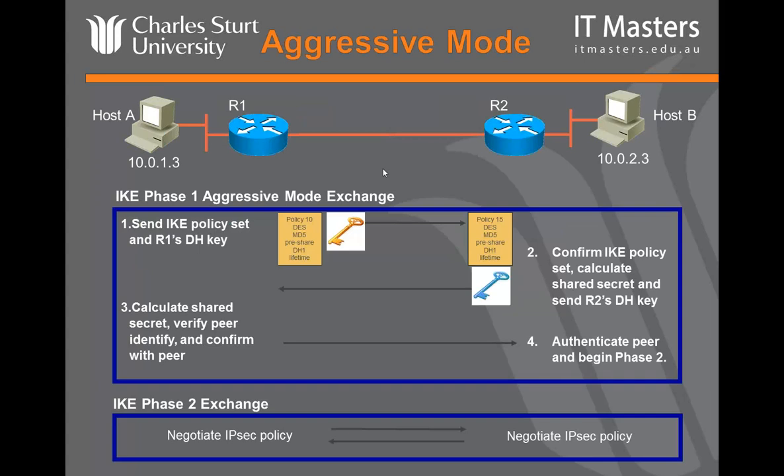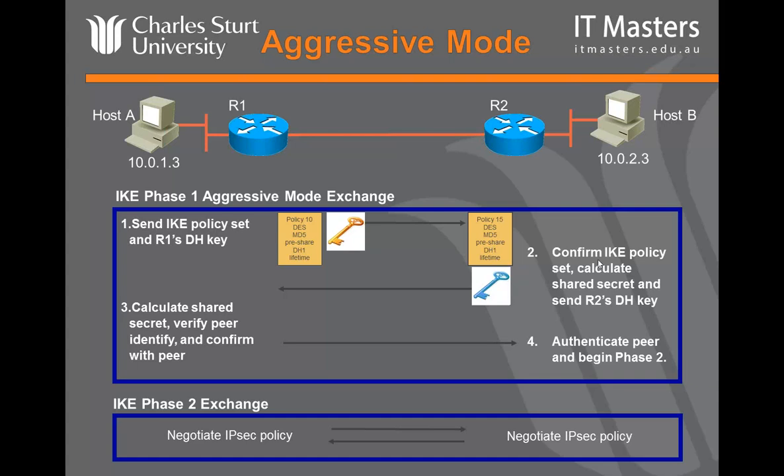Okay, now just a note: the previous discussion was around a mode called main mode. There are two types of IKE modes, which I forgot to mention earlier, so apologies for that. The first one is main mode, which we've just discussed. Then there's aggressive mode, which saves time. It's a little bit quicker, with fewer steps. We send the IKE policy set and router one's Diffie-Hellman key, so you can see that's all in one step now. We just say, here's the policy set that I want to use, and here's my key. So bang, already set in one step.